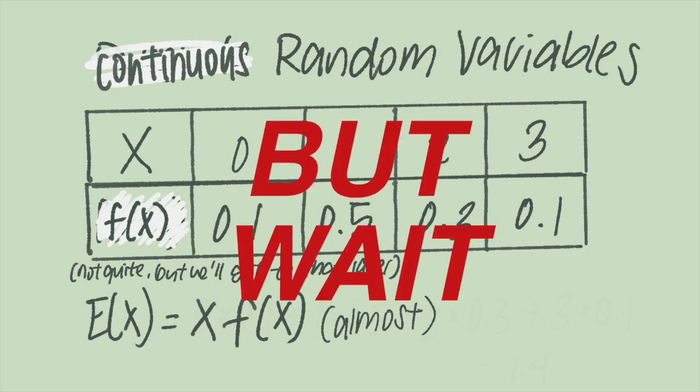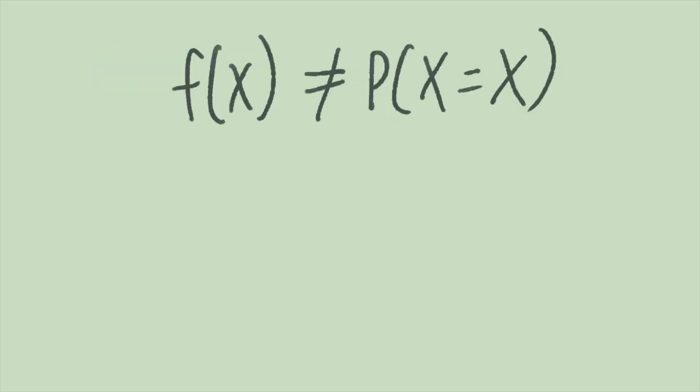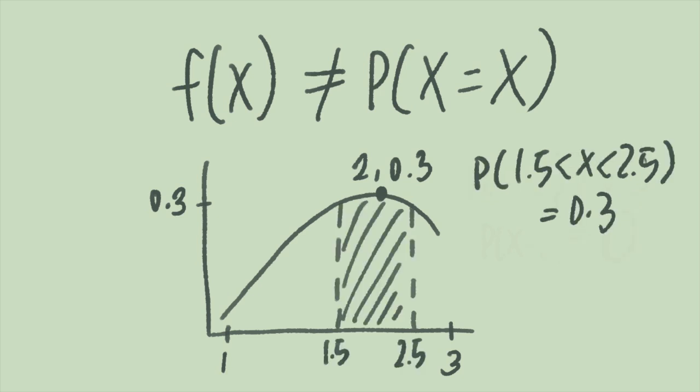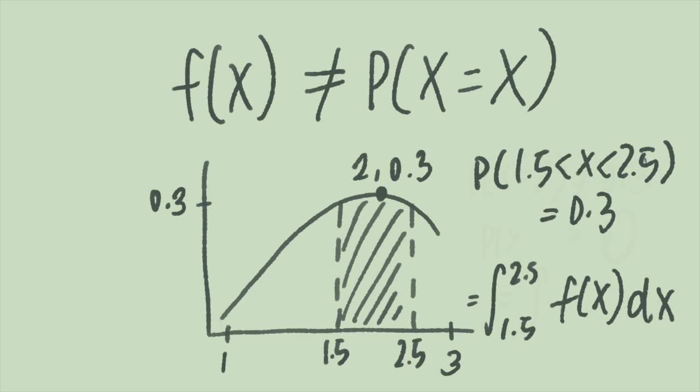However, we have to be careful. f(x) may represent probability, but it does not equal the probability that x will be a given value. As there are infinite potential values of x, the probability that x will be a certain value is effectively 0. Instead, we can only determine the probability that x will be within a certain range of values, and to do that, we have to find the area underneath the function via integration.